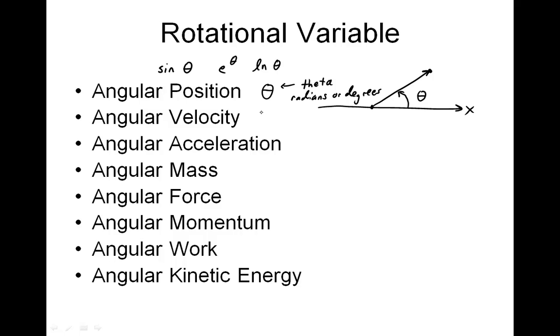Now angular velocity will be defined pretty much the same way as linear velocity. So if you recall, linear velocity, by definition, was the derivative of position with respect to time. And in fact, when we talked about vector quantities, the vector velocity was the derivative of the vector position with respect to time. That's by definition. And so the same thing is going to hold true for angular velocity. It will be the derivative of angular position with respect to time.